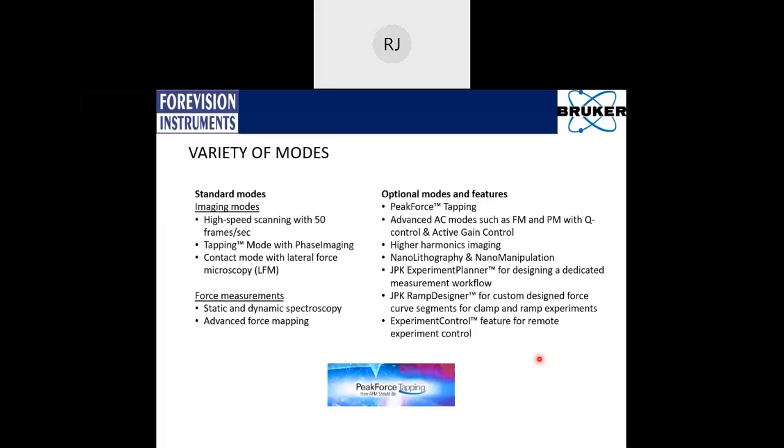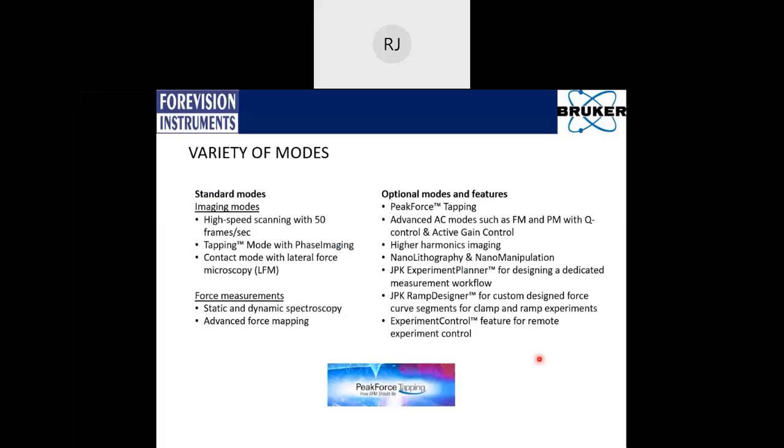And there are a wide variety of modes available, like standard modes such as high speed imaging, tapping mode, contact mode, tapping mode with phase imaging, and contact mode with lateral force microscopy. Besides that, force measurements are also available, and the force measurements are static and dynamic spectroscopy. And also you can do advanced force mapping.